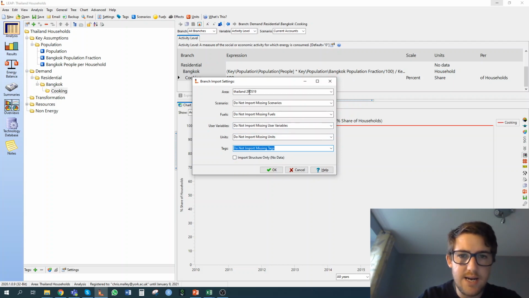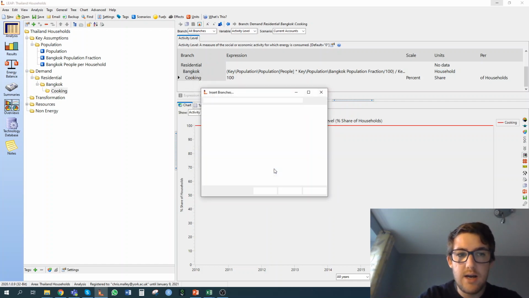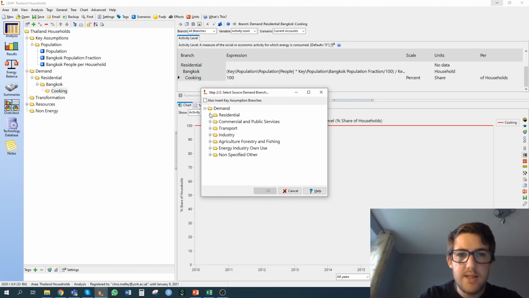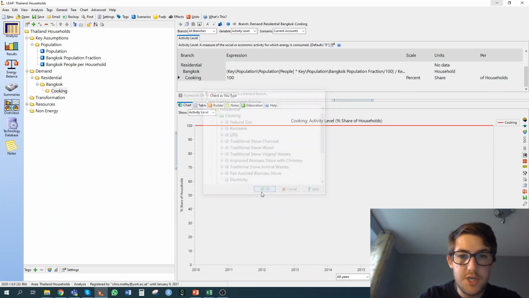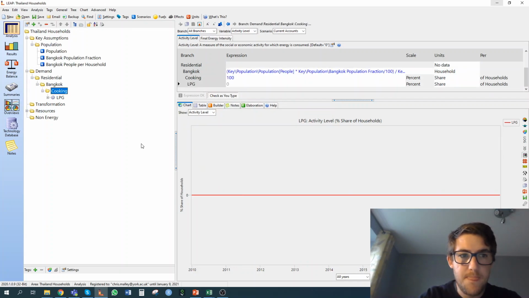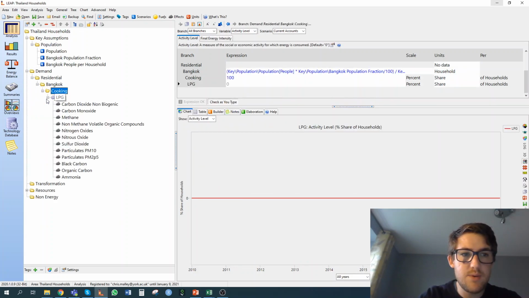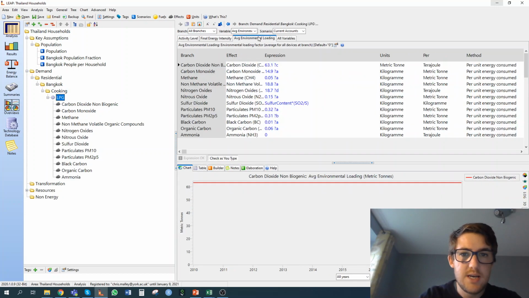So I'm selecting the Thailand dataset, and I'm saying I don't want to import missing scenarios, missing fuels, missing user variables. I don't care about any of these things. I'm going to click import, and then I'm going to find in this dataset the branch that I'm interested in. So LPG I want to import. And you can see now that we have imported LPG, and we have all of the emission factors that we need to look at air pollutant emissions from LPG.